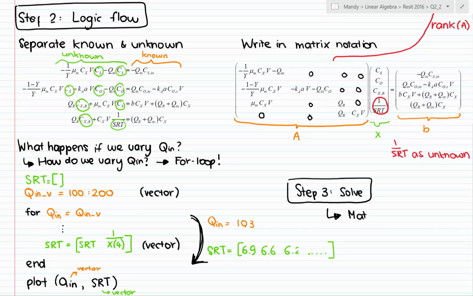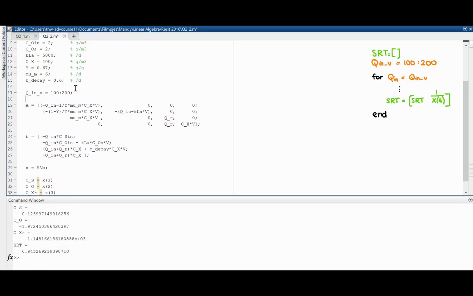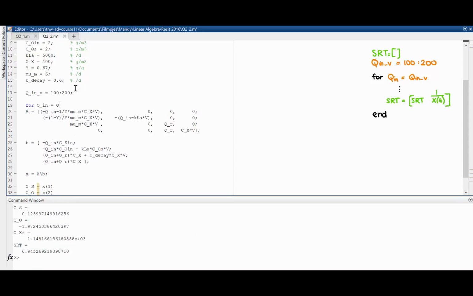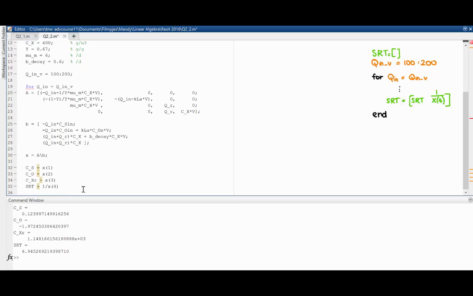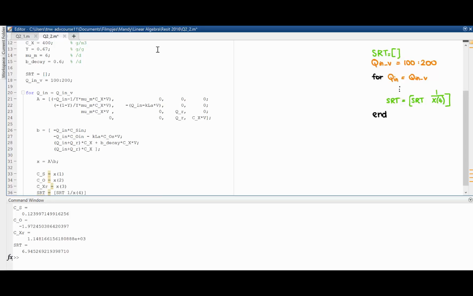So let's try all of this in MATLAB. Let's first define our range of Q in values as the vector Q in V. We want to loop over the vector Q in V, and we want to store our SRT values by making a vector of SRT. Don't forget to define this vector beforehand.